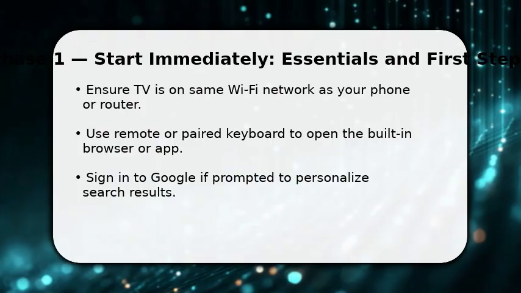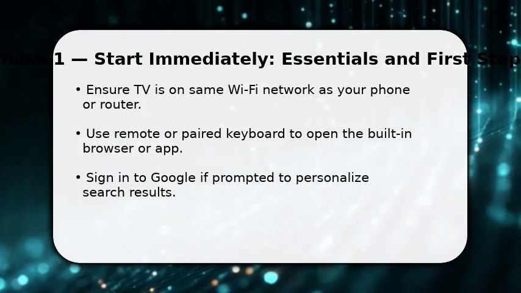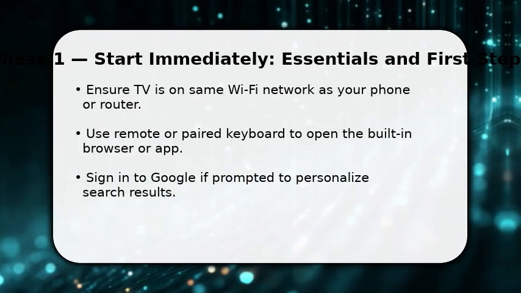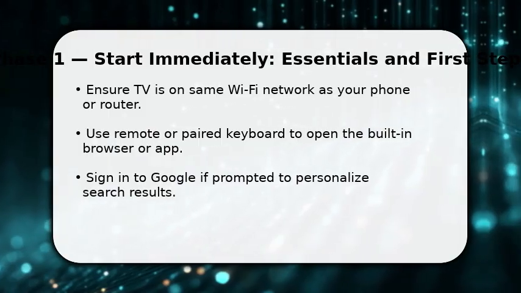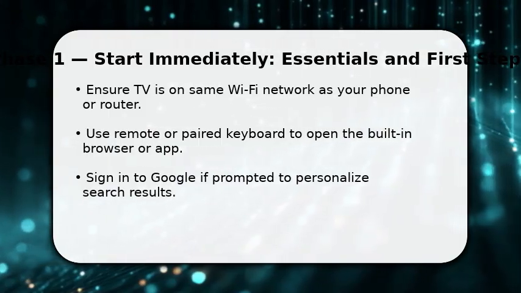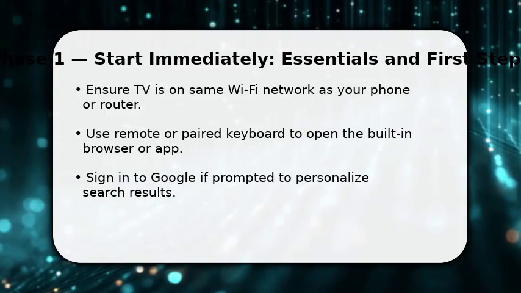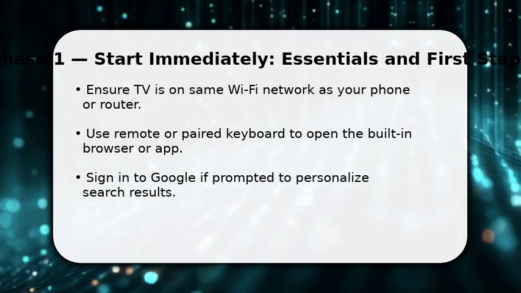Confirm your Hisense TV is on and connected to Wi-Fi, then grab the remote or a paired keyboard. Open the TV's web browser or the Google app. This is where you'll type. If the TV asks, sign into your Google account so results are personalized.